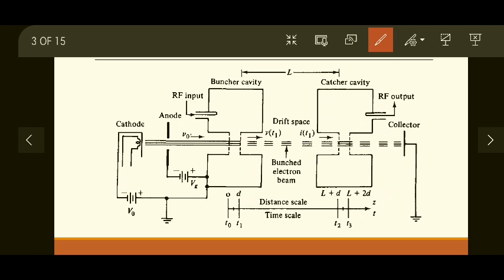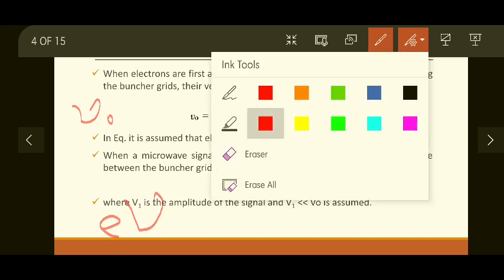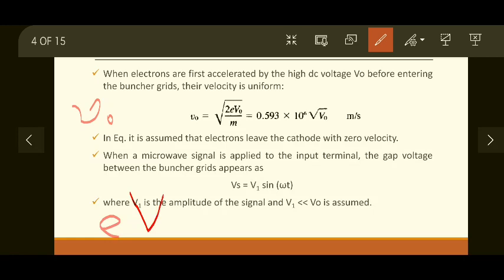So let's move on now to velocity modulation. The electrons are first accelerated by the high DC voltage capital V0 before entering the buncher grids. So their velocity is uniform and it is given by small v0, which is given by this formula. Now where has this formula come from? Initially electrons travel with velocity v0, that we have seen. Now the potential energy of these electrons is e times capital V0.